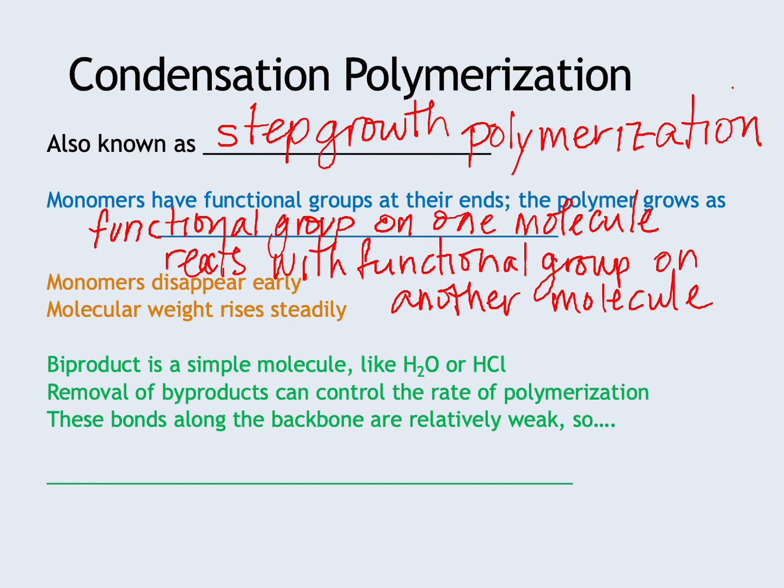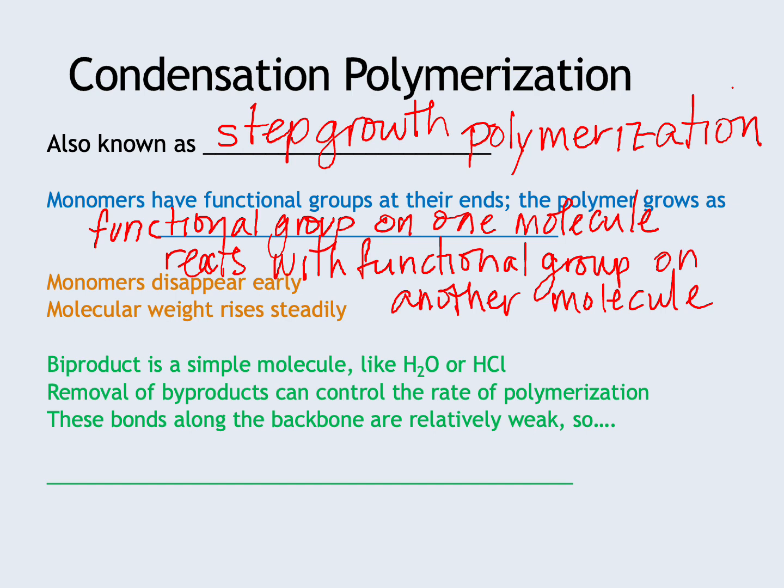The byproduct is a molecule that's simple, like usually hydrogen chloride or water. And one way to make the reaction keep moving in the direction of making more of this polymer is just to keep removing that simple byproduct to cause the tendency for the reaction to continue to move toward making polymer.